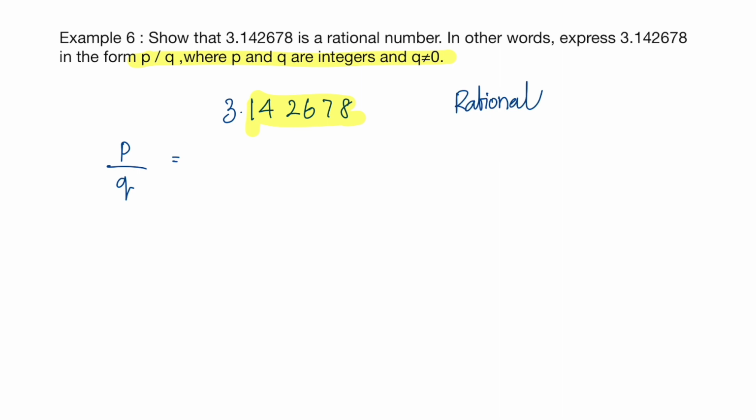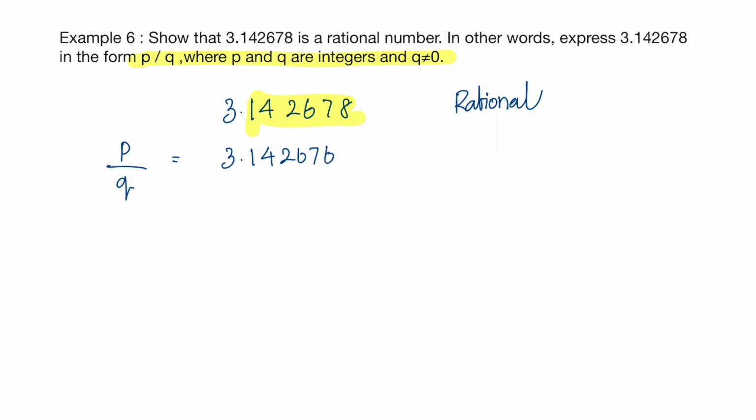It has how many decimal places? It has 1, 2, 3, 4, 5, 6 decimal places. We have to remove that to convert it into an integer, and only then it would be in the form of p by q, where p and q are integers, right? So how do we do that?